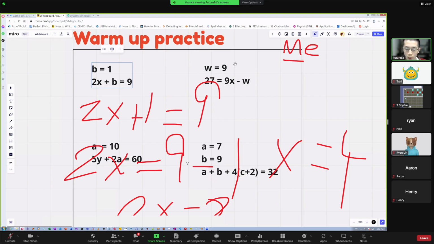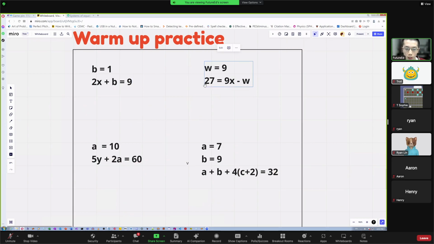Okay, thank you, Ryan. Can I have another volunteer who'd like to try the second problem? W equals 9, then 27 equals 9x minus w. So any volunteers?